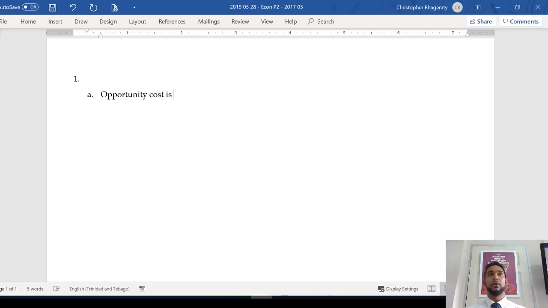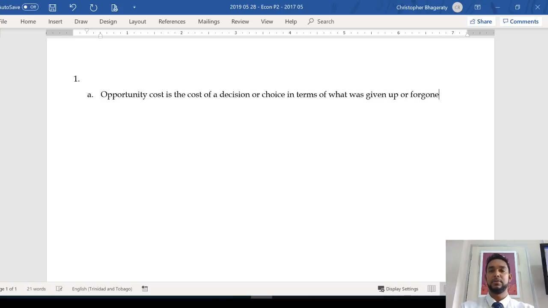So let's say you opted to go to Tobago. The cost of your decision was not just the money involved, but was the choice you had to give up, the opportunity that you had to give up. Like I said, the next best alternative foregone. Foregone means to do without. So you had to give up something to get something else. So opportunity cost is the cost of a decision or choice in terms of what was given up, or foregone. Did I spell that correctly? Yes, foregone.